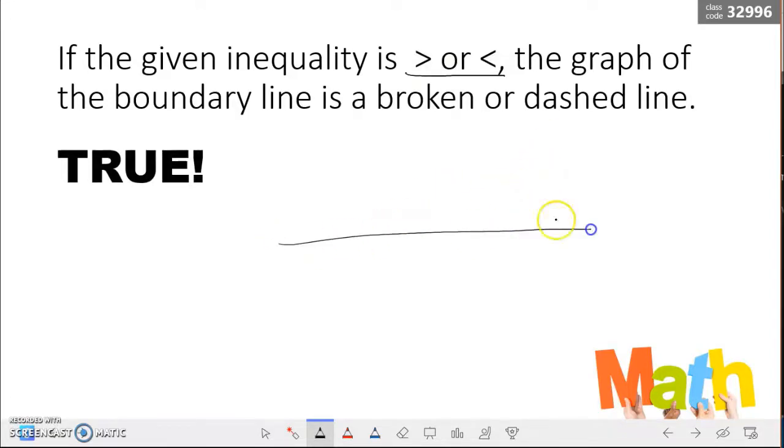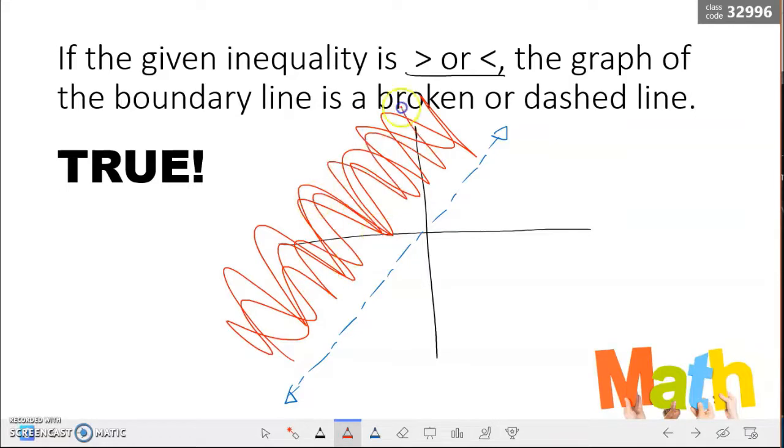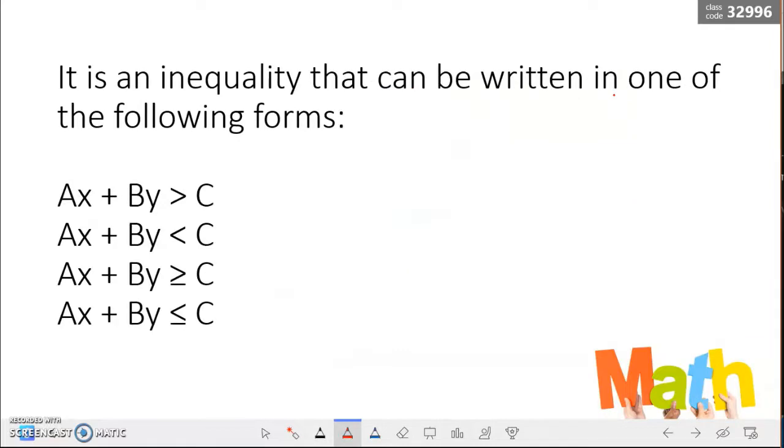So, for greater than or less than, the plane divider is dashed. Which means to say that the points that are on this line, on this plane divider, are not included in the solution set. So, if you shade above, only the points in the shaded portion are included in the solution of our linear inequality. The points on the line itself are not included. Okay? Next slide. So, here is an inequality that can be written in one of the following forms.